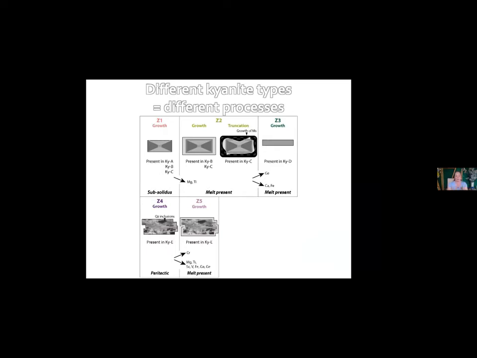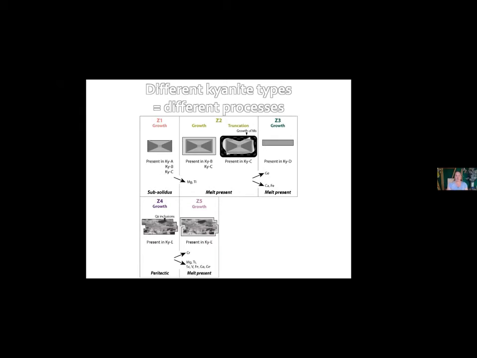You might get some continued growth in that. But then you also see a reaction between that kyanite B grain and the melt, and the kyanite B begins to dissolve. It gets that rounded shape, becomes a kyanite C. And then you also have a back reaction between the kyanite and the melt to form that muscovite around the outside of it. Also, when we have melt present, we have the growth of those thinner, skinnier kyanite D grains.